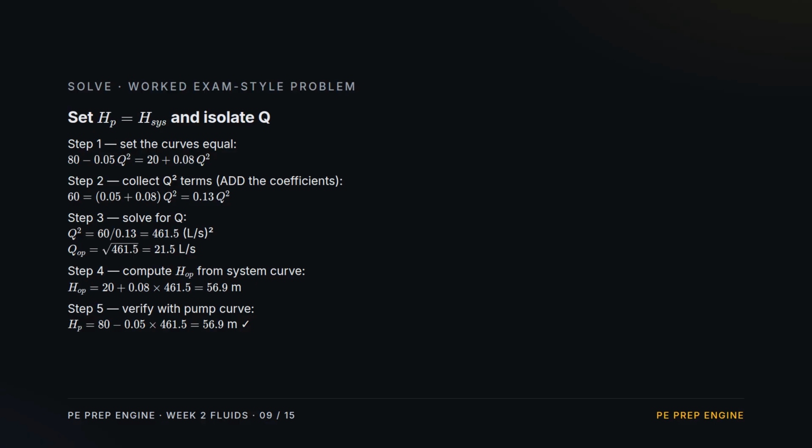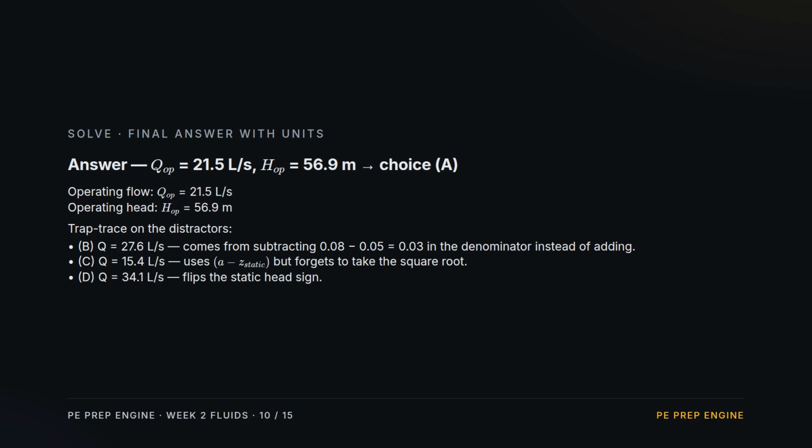Set the two curves equal and collect the Q squared terms. And this is where almost every wrong answer comes from. Add the coefficients, because the curves resist each other. Solve for Q op, then substitute back into the system curve for the operating head, 56.9 meters. Verify with the pump curve. Both agree. Final answer: Q op, 21.5 liters per second. H op, 56.9 meters. Choice A.